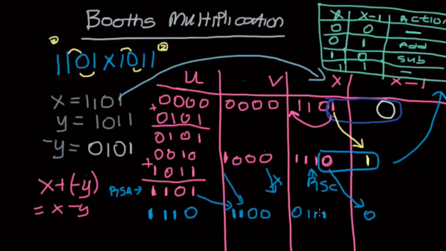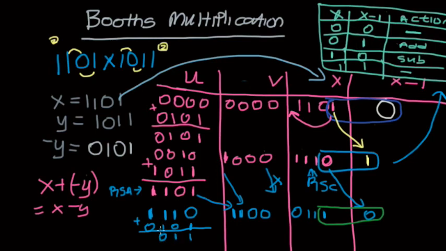You look at the table, and the table says first you circle it, my bad, circle it. Then you look at the table, and the table says 1, your x is 1, your x minus 1 is 0. You look at the table, 1 0, you subtract. So now you're going to use negative y. So it's going to be 0 1 0 1, and then you are going to add it, and this is going to be 1 1.